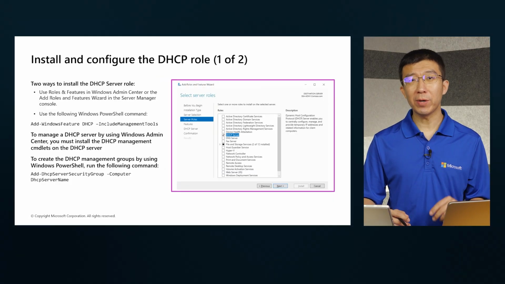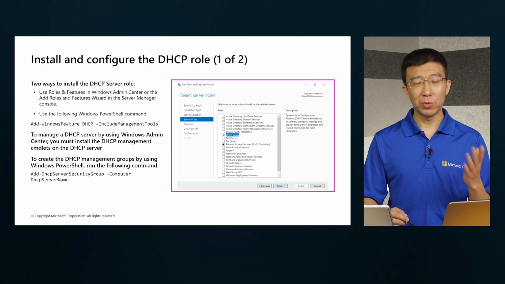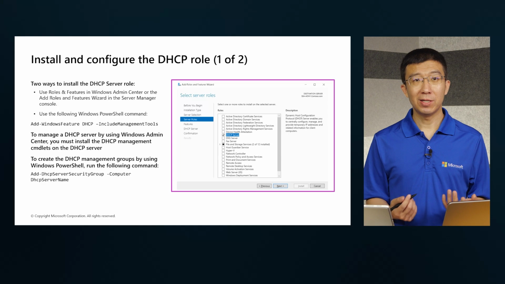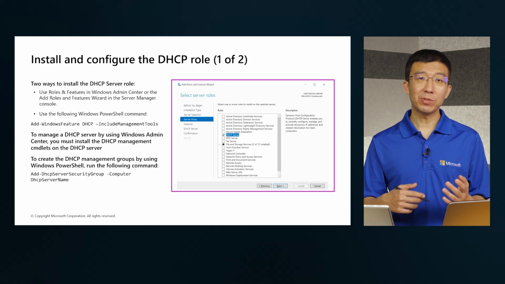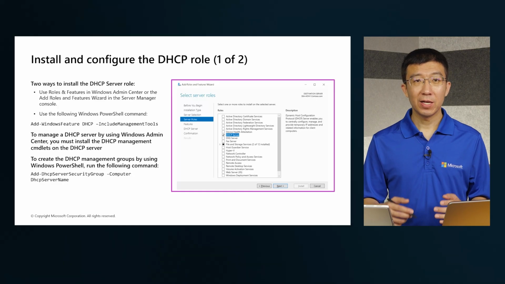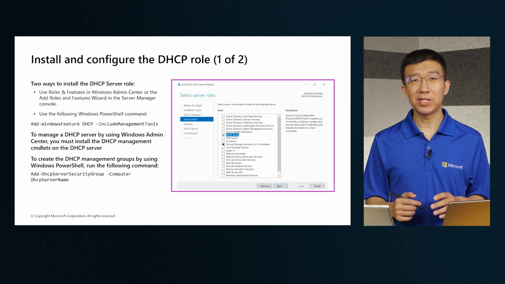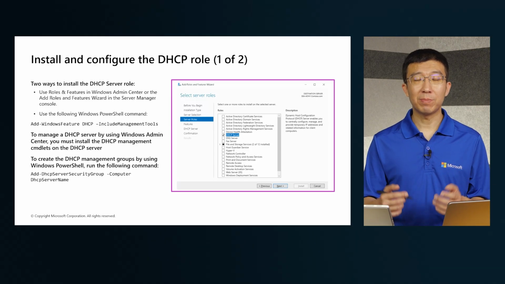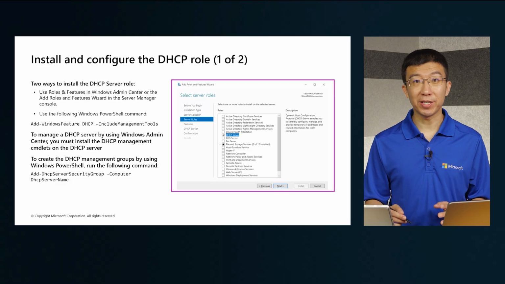There are two main ways to install the DHCP server role: using Windows Admin Center or the Add Roles and Features wizard in Server Manager. You can optionally choose to run a PowerShell command. After installation, you need to make sure the server has a static IP address and the right permissions. You can also use PowerShell to set up management groups for DHCP.